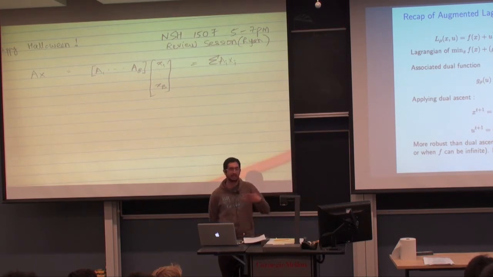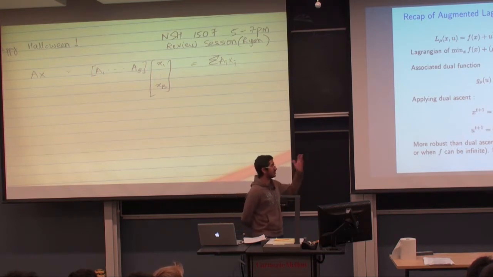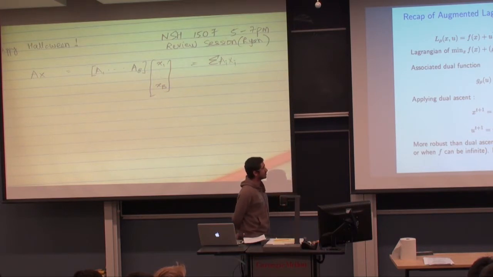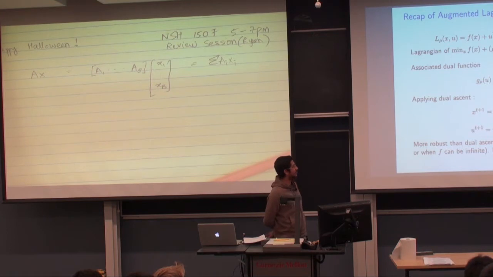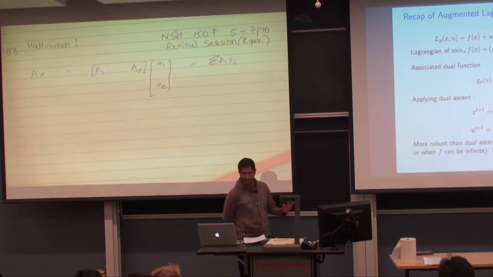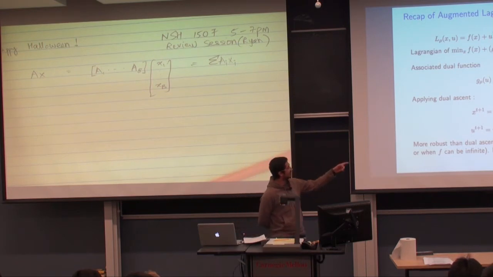And now what I can do is apply dual ascent to this problem, pretty much the same thing again. What you get is x t plus 1 is the argmin of L rho of x, u t. That's the same first step. And the second step is u t plus 1 equals u t plus rho times (A x t plus 1 minus b). Now just note that the rho is the same thing over there.